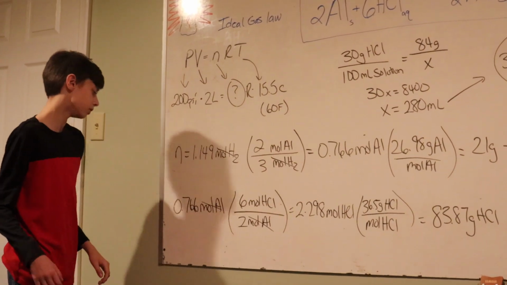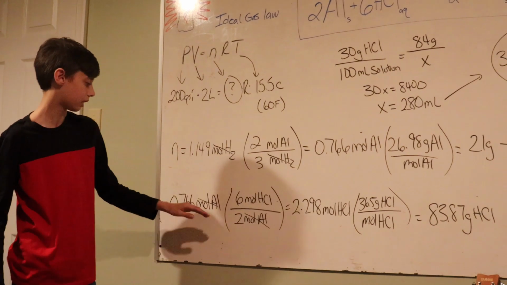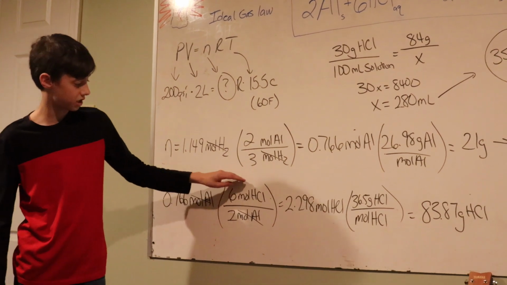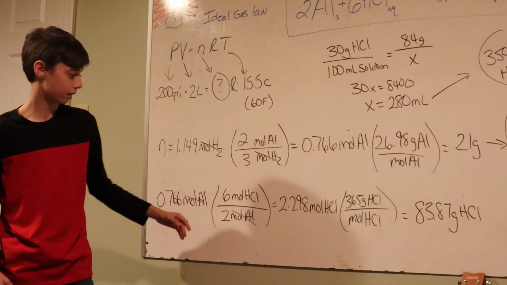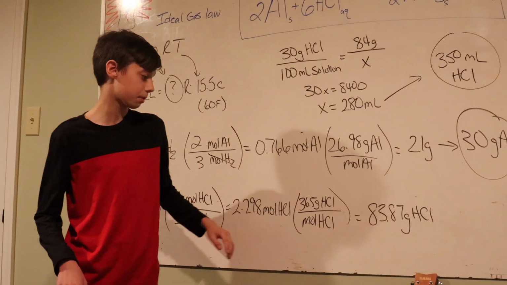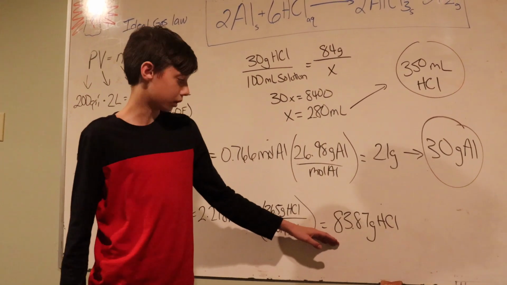So using our 0.766 moles of aluminum, we multiply that by the stoichiometric ratio of 6 moles of HCl per 2 moles of aluminum. That gets us 2.298 moles of HCl. We multiply that by the molar mass to get 83.87 grams of HCl.